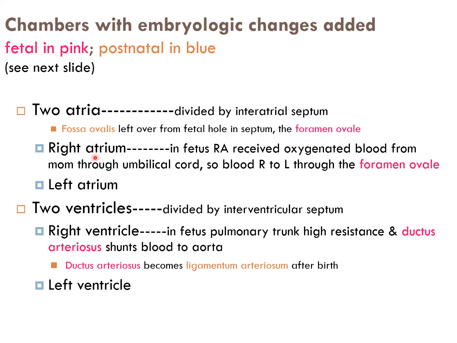So blue is the right atrium. In the fetus, the right atrium receives oxygenated blood through the umbilical cord from the mother. So blood goes right to left through the foramen ovale into the left atrium. The two ventricles are divided by the interventricular septum. Right ventricle blood in the fetus goes to the pulmonary trunk, which has high resistance, and the ductus arteriosus shunts blood to the aorta. The ductus arteriosus becomes the ligamentum arteriosum after birth.